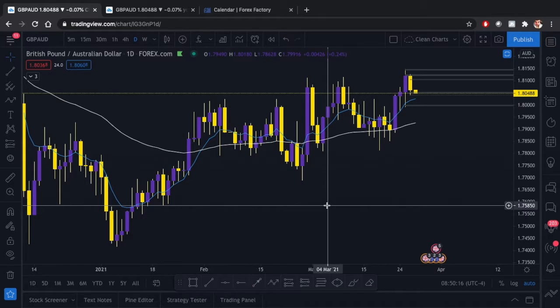I got GA here for y'all again. Great Britain pound to the Aussie dollar. And right now I'm on the daily time frame. Today I'm going to be focusing on support and resistance, trying to give you guys a clear understanding of how to use it, how I use it, why it's beneficial. Yeah, so let's get right into it.